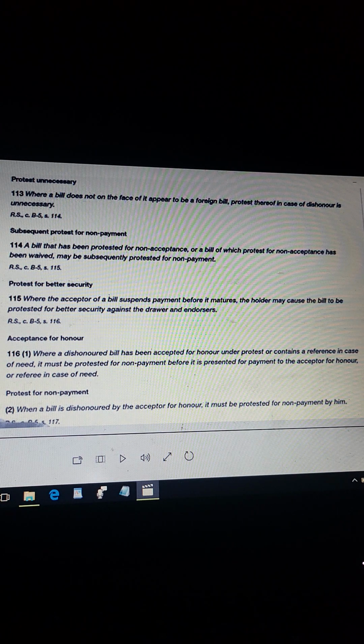Acceptance for honor. 116. 1. Where a dishonored bill has been accepted for honor under protest or contains a reference in case of need, it must be protested for non-payment before it is presented for payment to the acceptor for honor or referee in case of need. Protest of non-payment. 2. When a bill is dishonored by the acceptor for honor, it must be protested for non-payment by him.